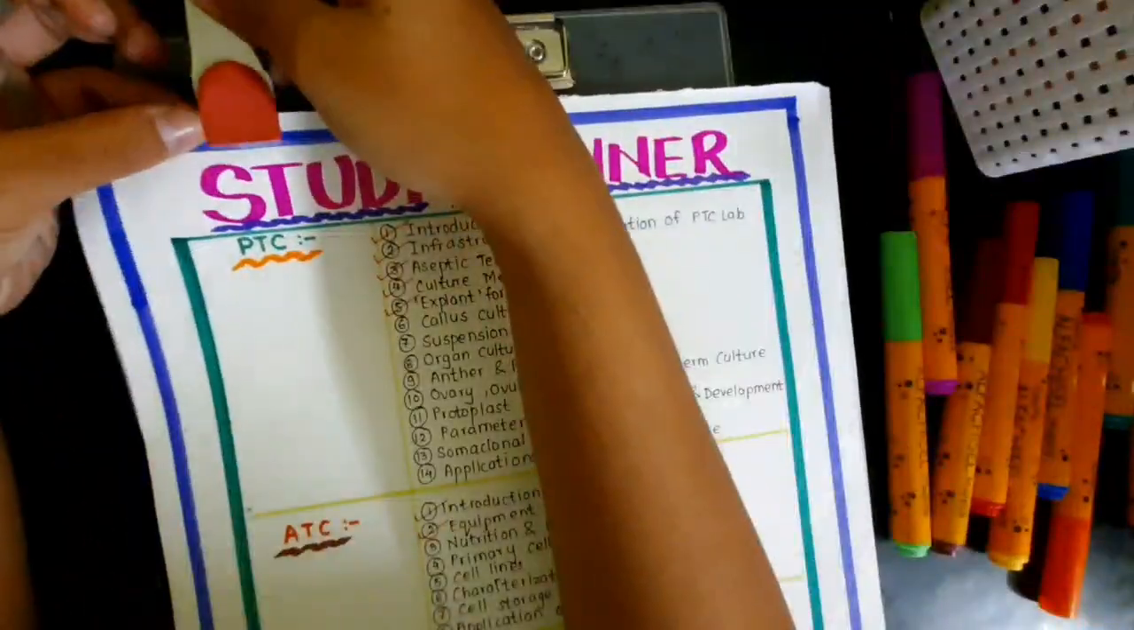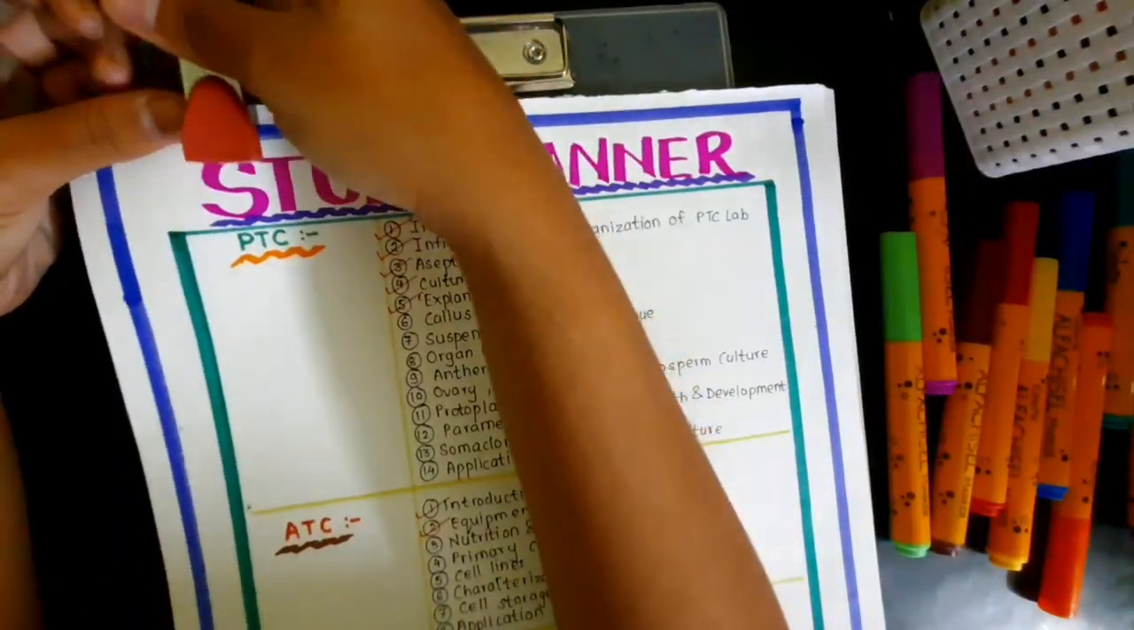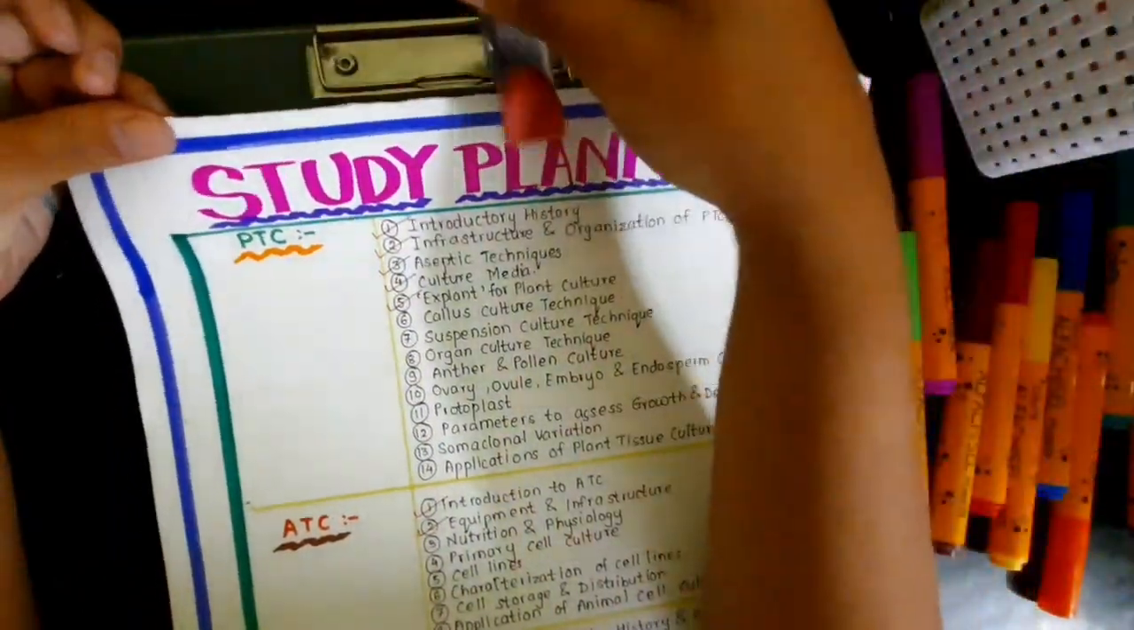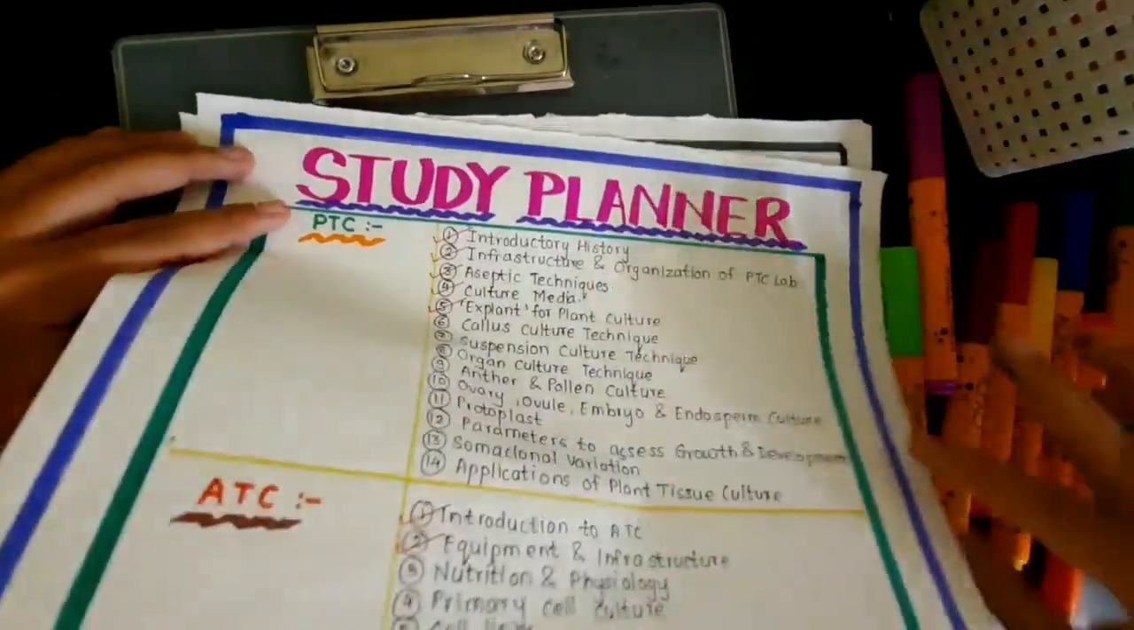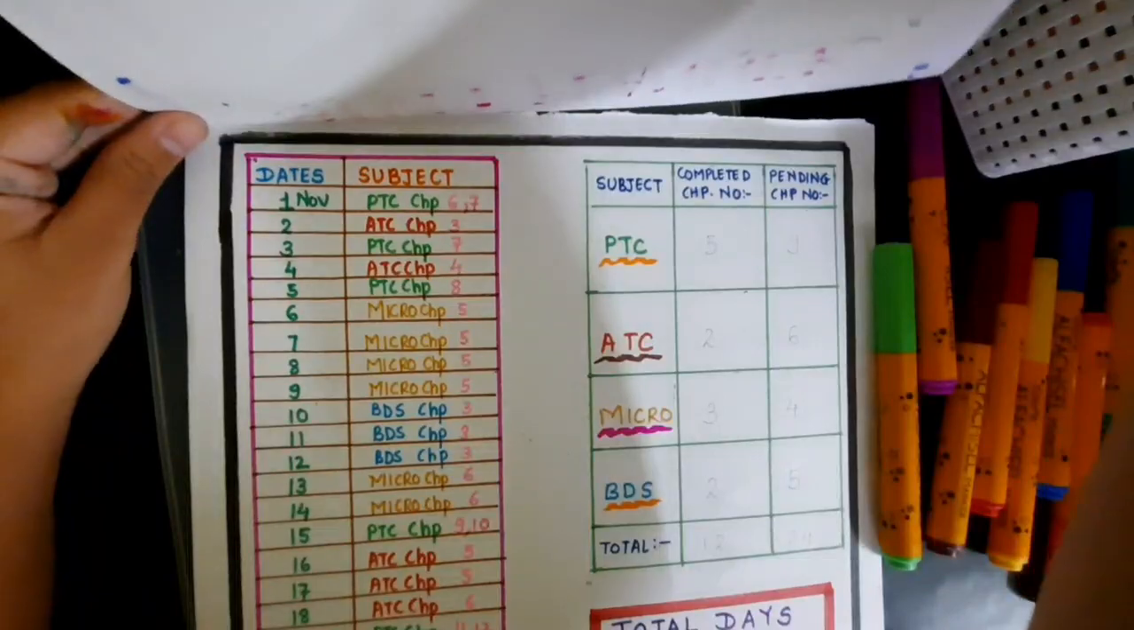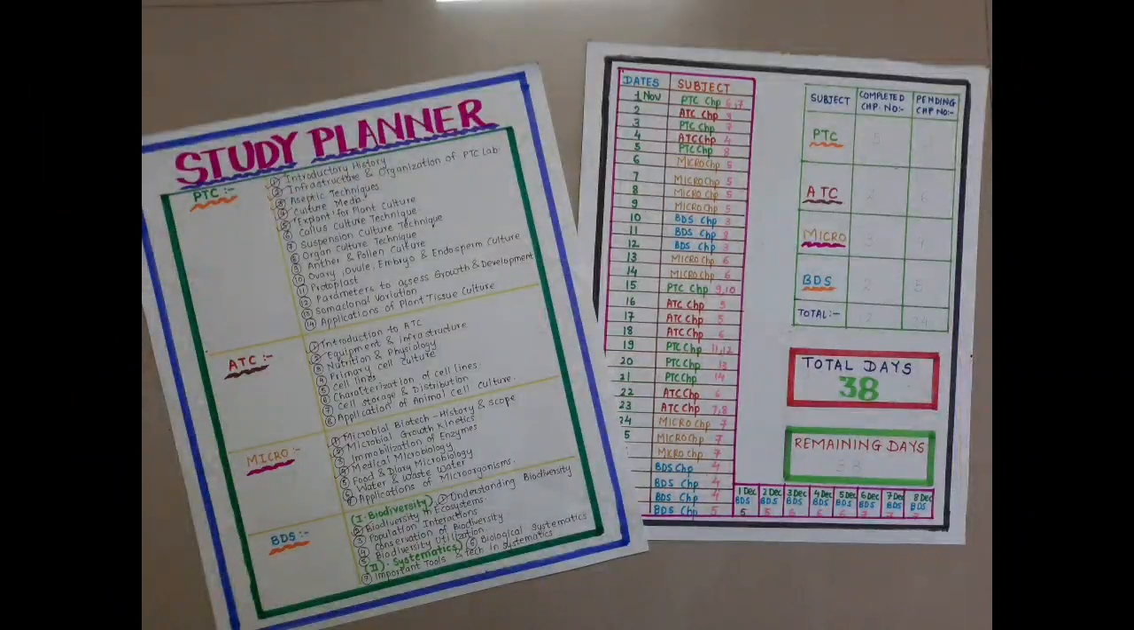Then you need to just staple both the pages together, and as I have told you before, you need to write the completed column and the pending chapter number and the remaining days column with pencil so you can make changes to it daily.